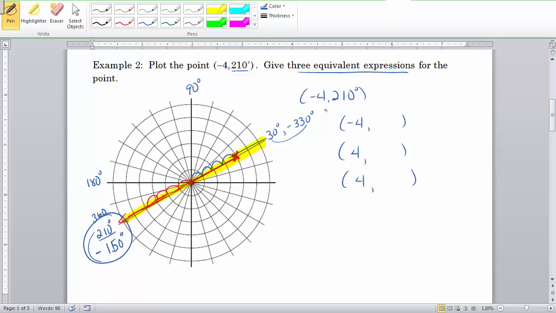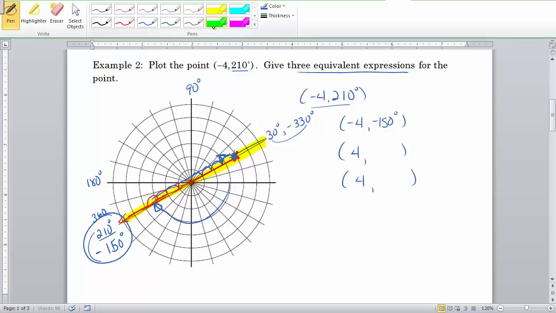All right, so let's do the negative. So -4 and 210 was here. Well, what else could it be? -4 and -150 degrees. Again, because I rotate toward 150, but I have to go in the opposite direction because of the -4. Now what about the +4?